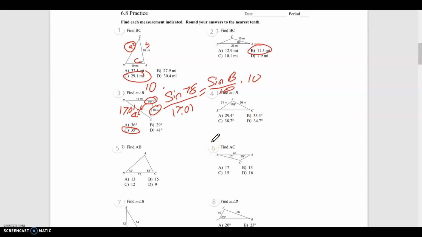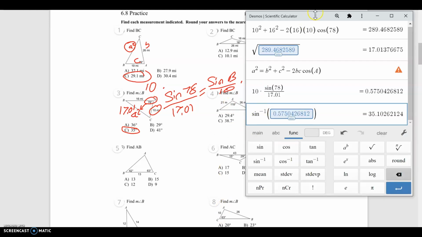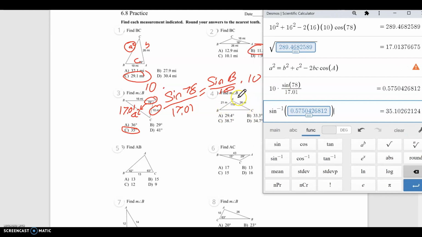So that one I had to use law of cosines and law of sines to figure it out. Okay, let's take a look at number 4. Taking a peek, I have a side angle side. I want you to find another angle, so we might need to do the exact same process we just did here.